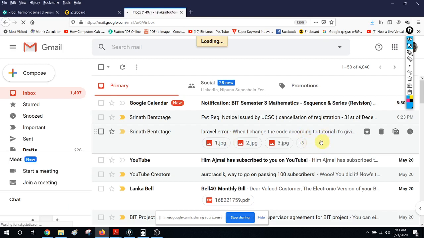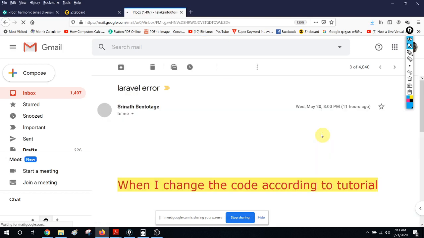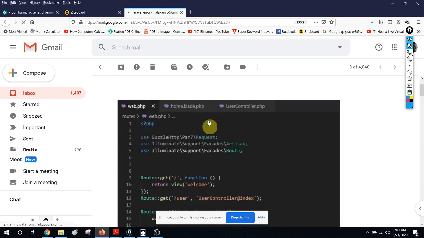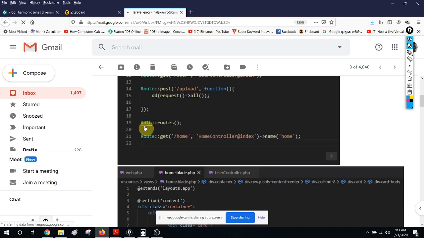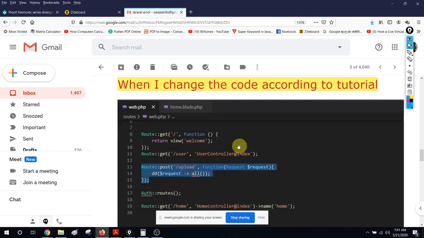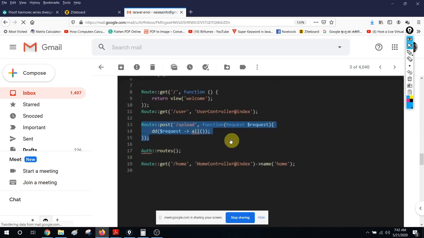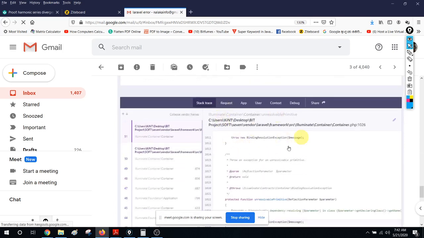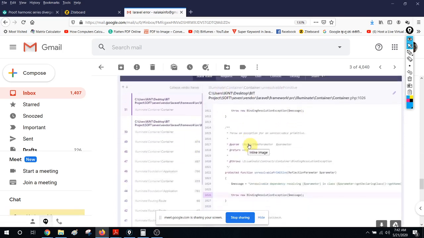So while developing his project, he has got an error now while doing some task, right? You can see he has given me a lot of screenshots. He says that when I change the code according to the tutorial, I got this error and I can't proceed with this.